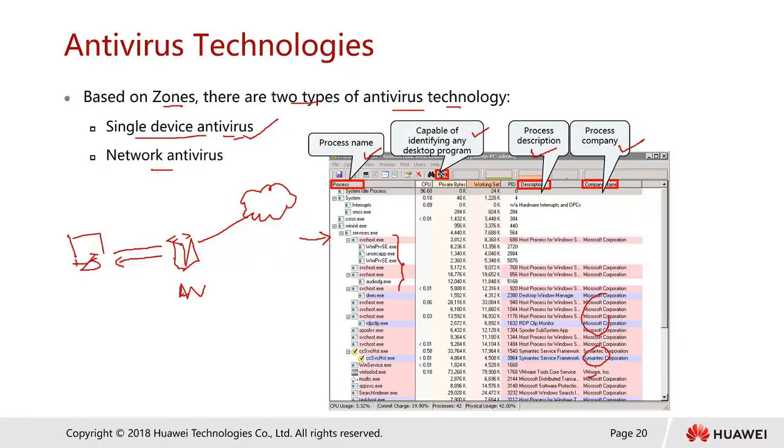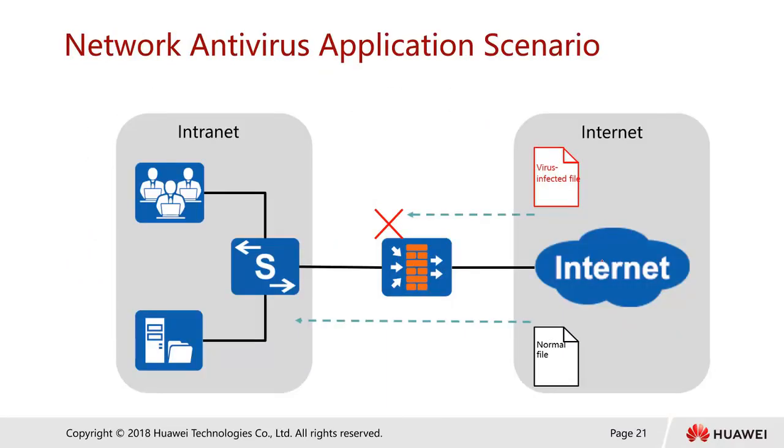This is actually good if you are observing these processes from time to time, because after a while, if you install a new program and suddenly there's some suspicious unknown program that appears here, or maybe some other malware, then you can probably take some action on that. All right, so this is the network antivirus application scenario that I just mentioned.